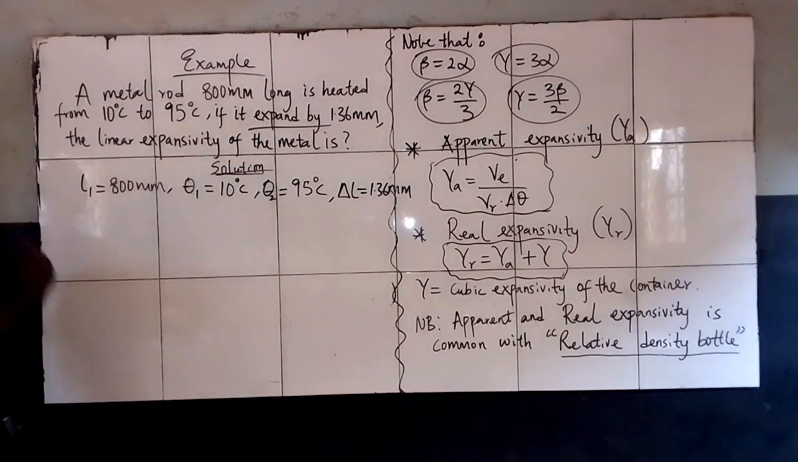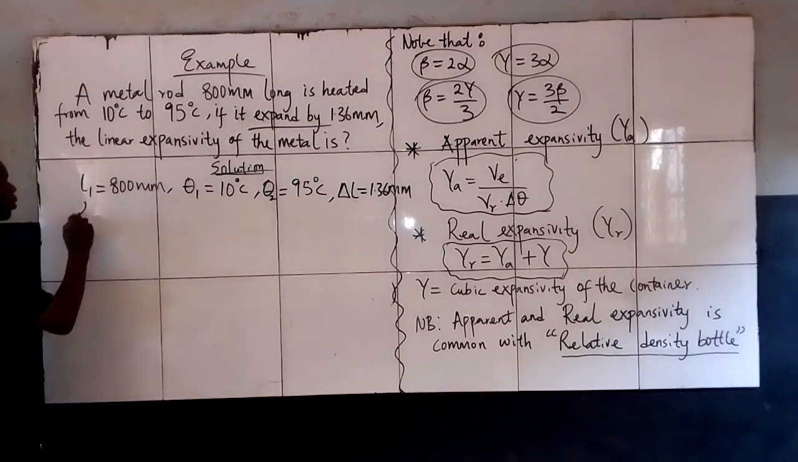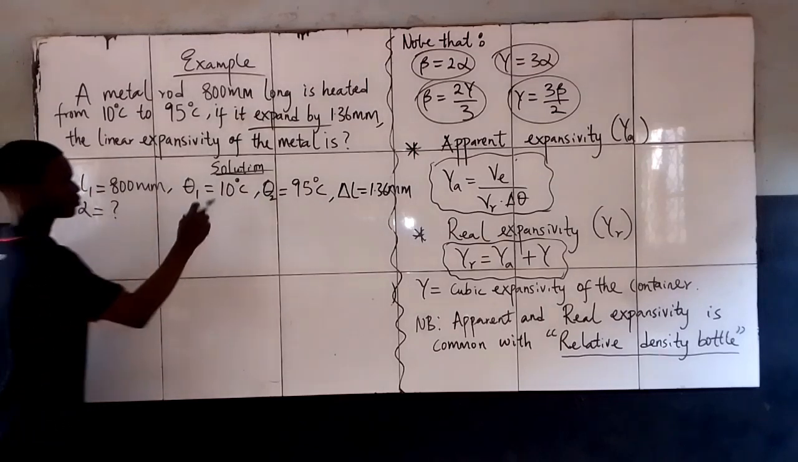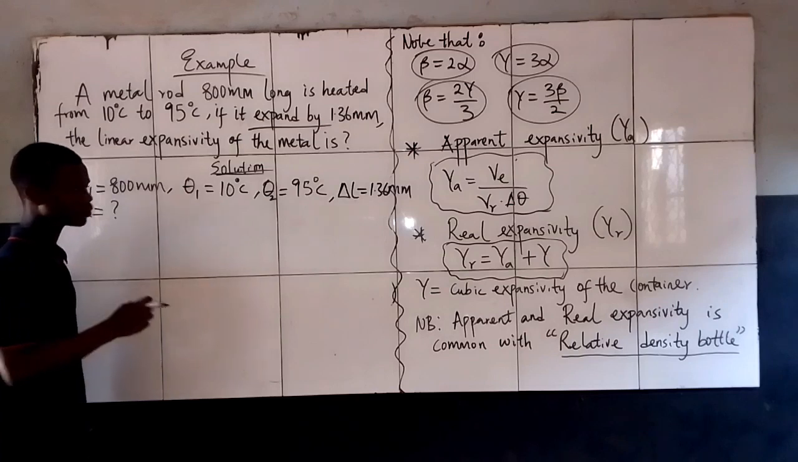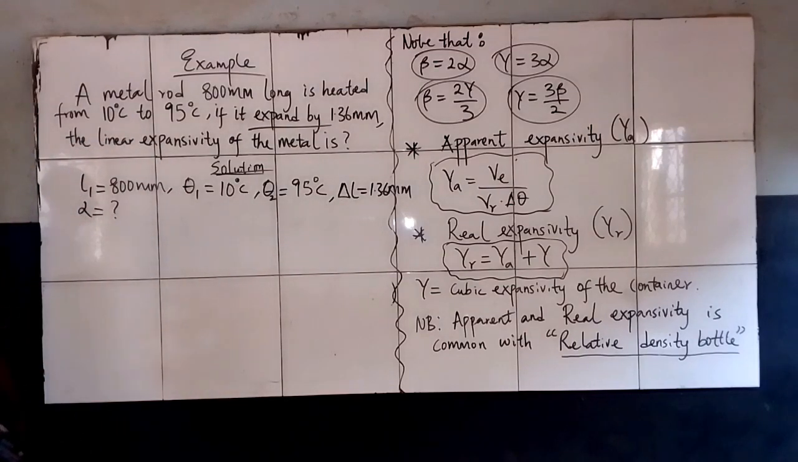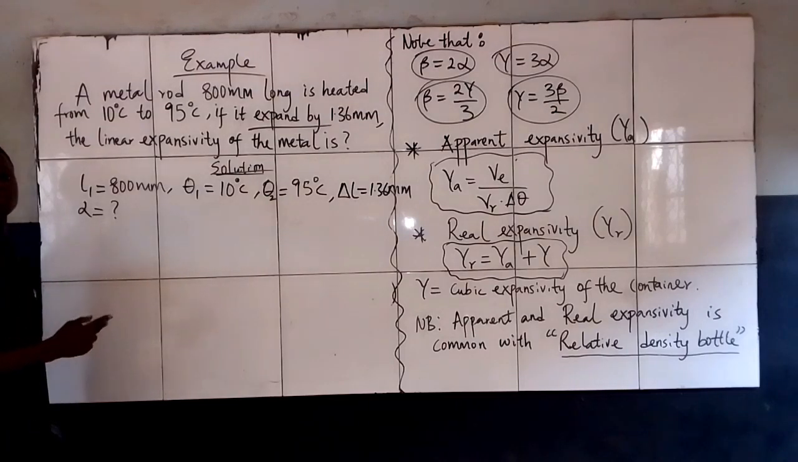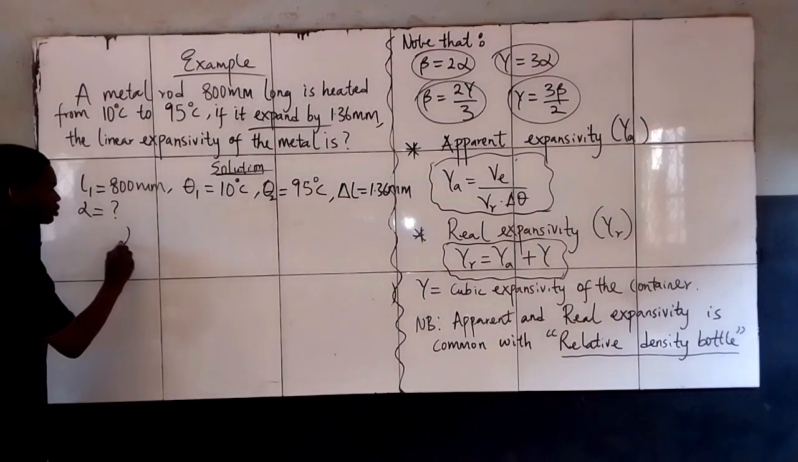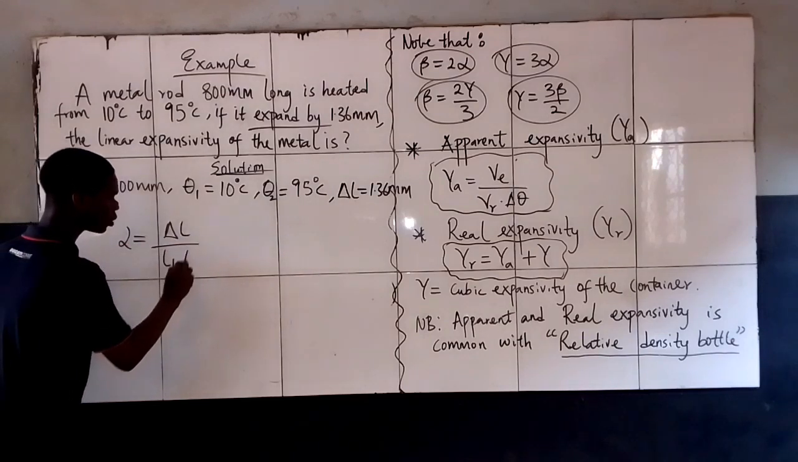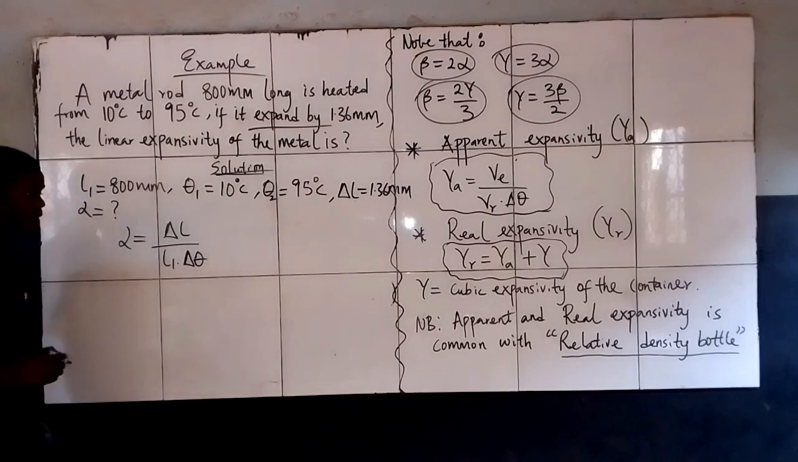Then I said, find the linear expansivity of the metal. The linear expansivity of the metal is unknown. So alpha is unknown. So now we have initial length, we have the initial temperature, final temperature, we have the change in length, and we have the alpha. That is the one we have to find. Can we solve the question? The answer is yes. What formula do we use? Alpha equals change in length over L1 times change in theta. This is the formula we are going to use.